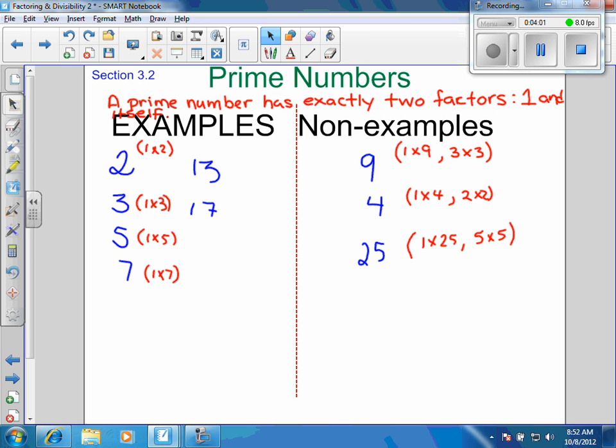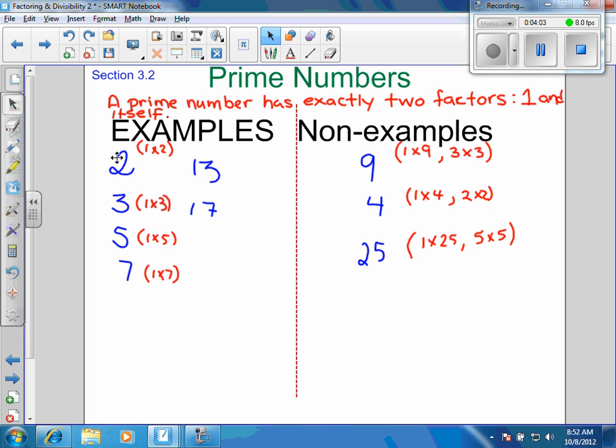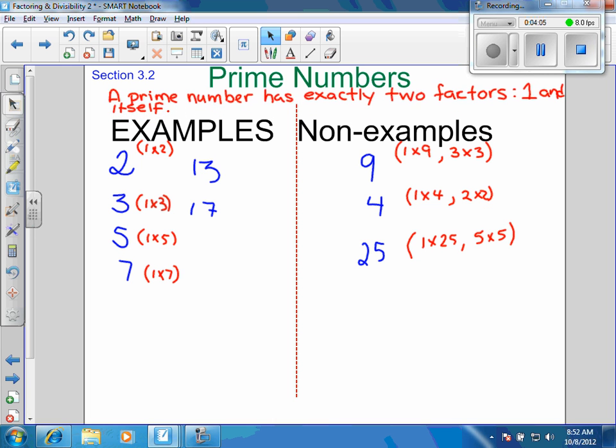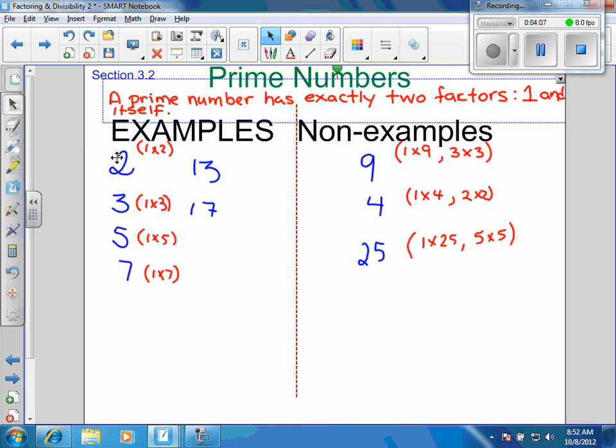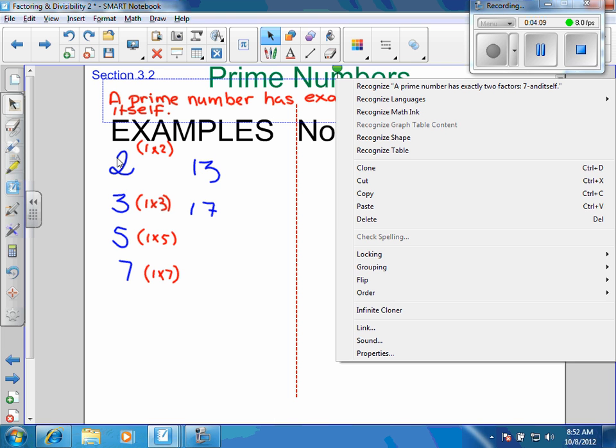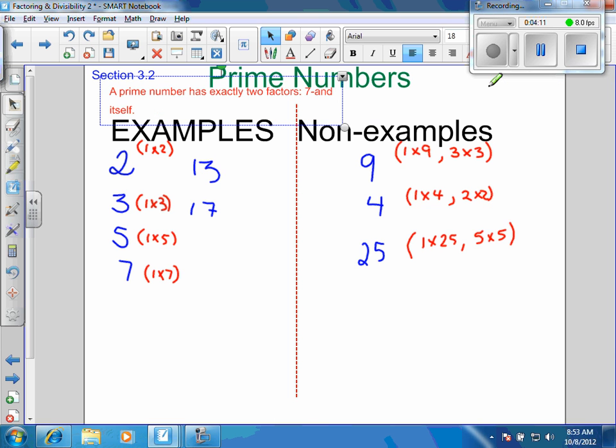So, let's see if it recognizes my writing. Almost. A prime number has exactly 2 factors, but that should say 1, right? Because it's the teacher's there. Oh, yeah. The teacher said it to school. I think it's supposed to be too. Oh, never mind.